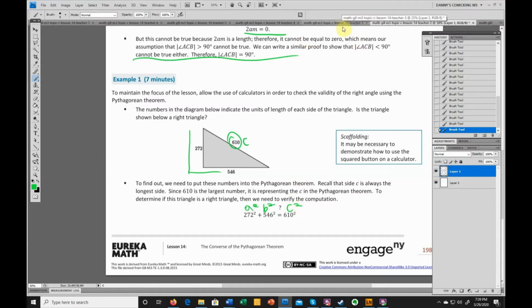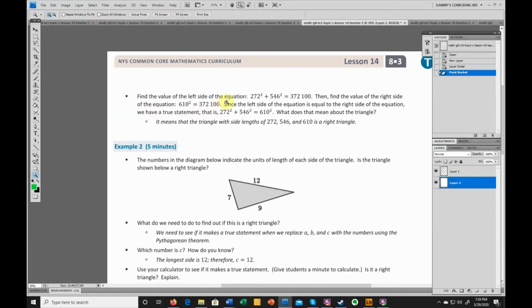So let's take a look. Find the value of the left side of the equation. 272 squared plus 546 squared equals 372,100. Then find the value of the right side of the equation. 610 squared equals the same number. Since the left side of the equation is equal to the right side of the equation, we have a true statement that 272 squared plus 546 squared equals 610 squared.